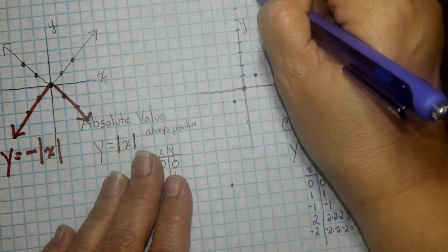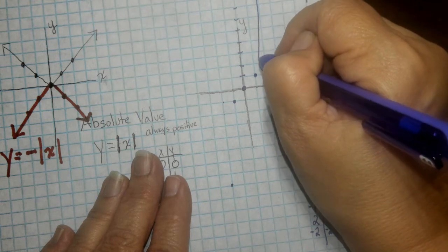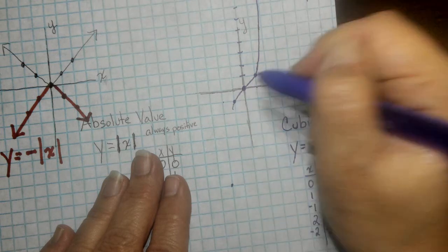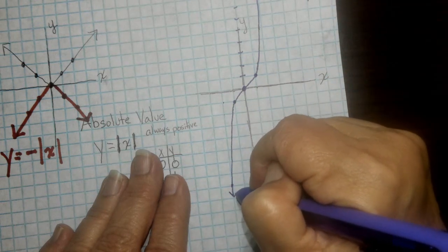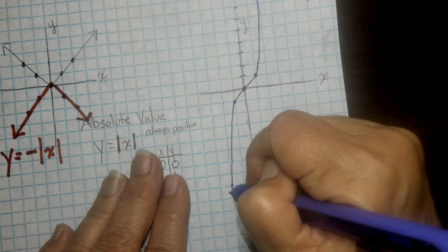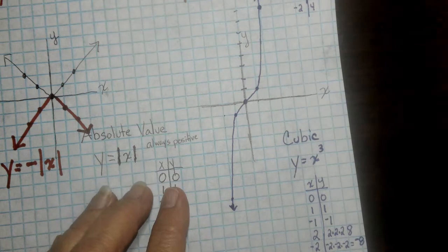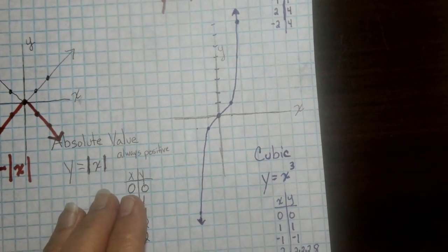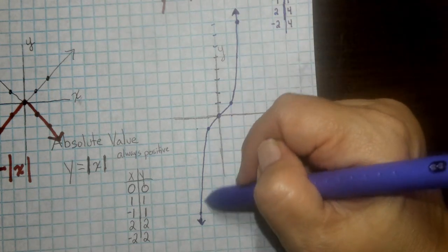So this one does a curve. Watch how it looks. It curves, and then it changes direction, and then it curves this way. And notice I'm putting arrows on all of my graphs because my graphs keep going and going. So the cubic function comes and does a curve.